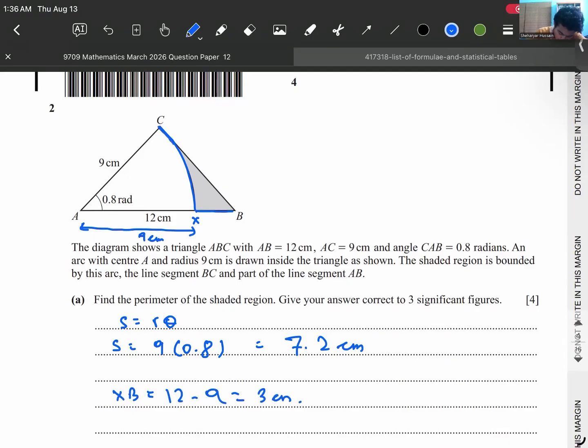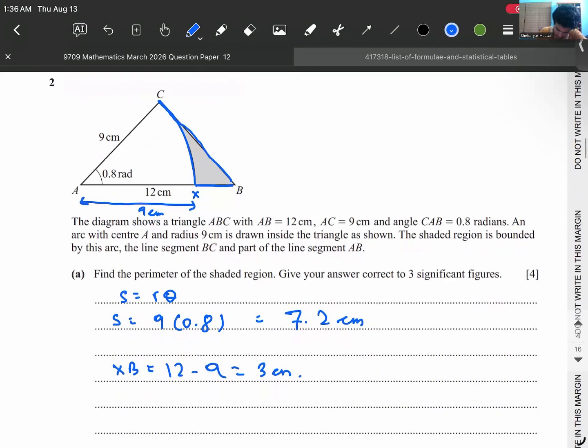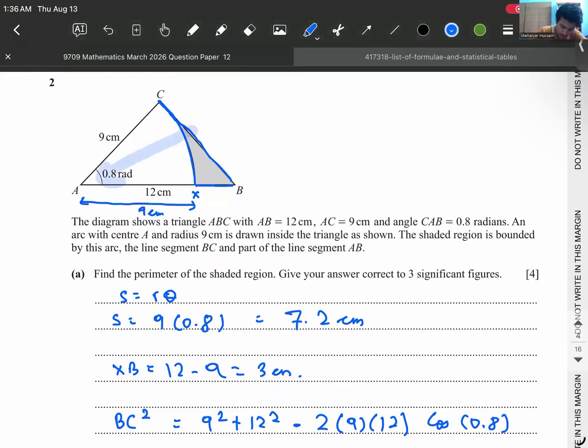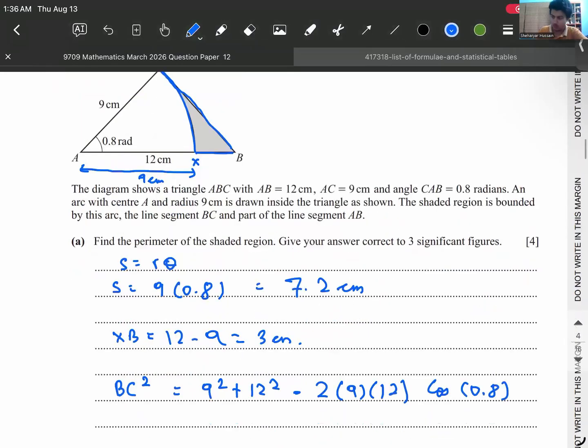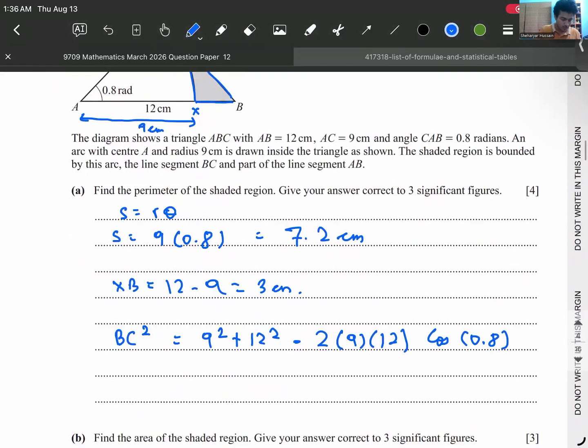Then we come to the final part, which is BC. We will be solving this using the cosine rule. The cosine rule dictates that the side we want squared is equal to the other two sides, 9 squared plus 12 squared, minus 2 times the sides multiplied by the cos of the angle opposite to the side we are trying to find. So therefore, BC, where's my calculator? Right over here.